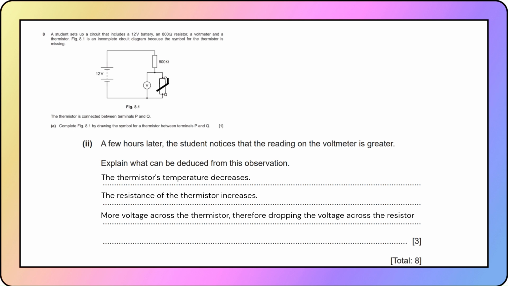If you just mention the voltage across the resistor drops simply, you will still gain the mark. I'm just giving a detailed explanation. That will be the end of this question.